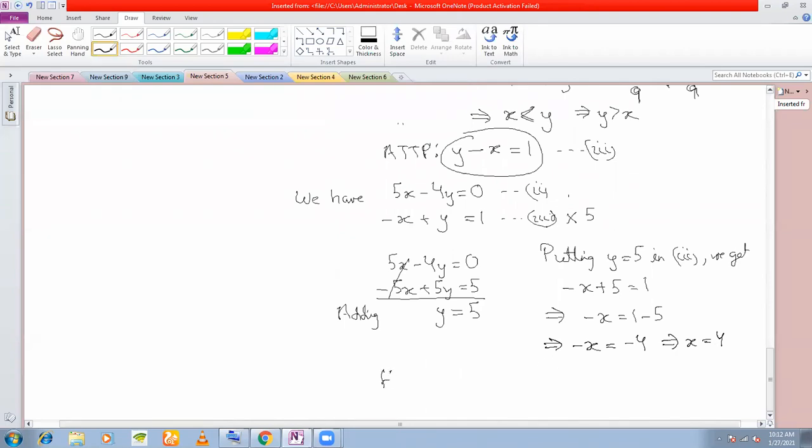Therefore, hence what is the original number? x was what? The units digit or tens digit? x was the tens digit. So therefore, the number is 4 in the tens place and 5 in the units place. So the number is 45.